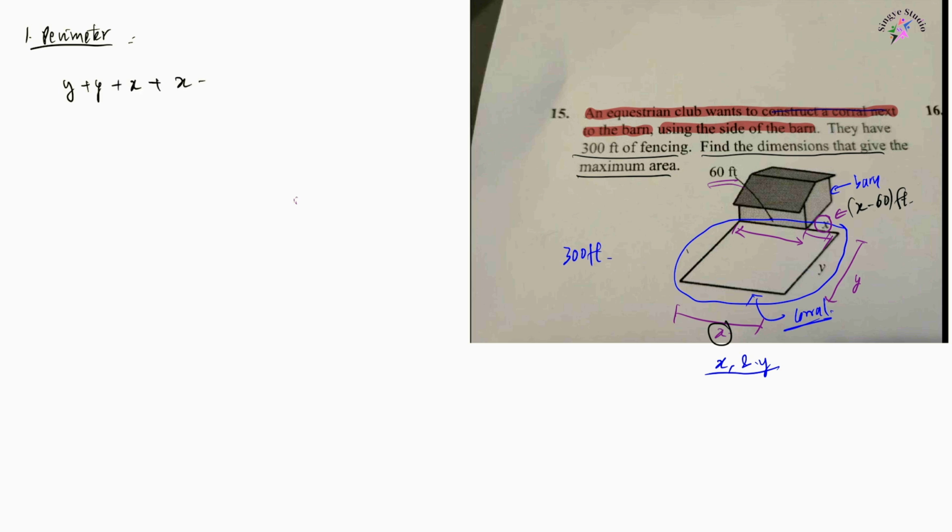Okay, now first calculating the perimeter, we will have y plus x, plus x, plus x minus 60 equals 300, because they have 300 feet of fencing. So simplifying this, we'll get 2y plus 2x equals 360, which implies, just divide by 2 on both sides because they have a common factor, x plus y equals 180, and so y equals 180 minus x. Let this be equation 1.